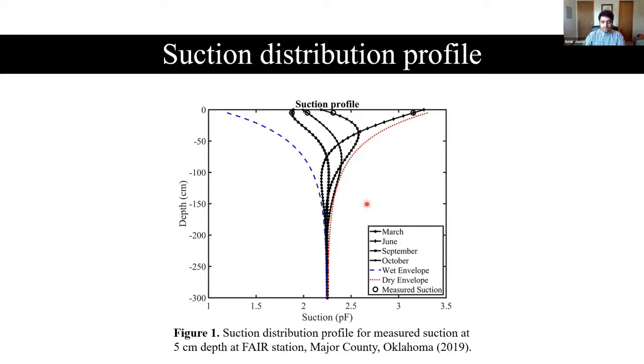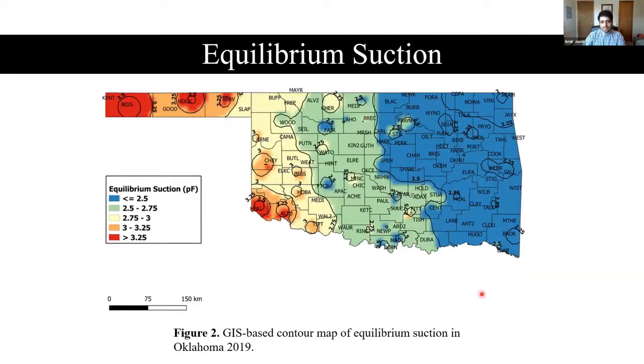And we also can use our equation to find the boundary conditions using the Fourier series coefficients. So we also get the boundary conditions. Here we can see that after 2 meters, we are reaching our equilibrium suction. All right, so if you repeat this procedure for all 120 Mesonet stations, we can find equilibrium suction for all these stations.